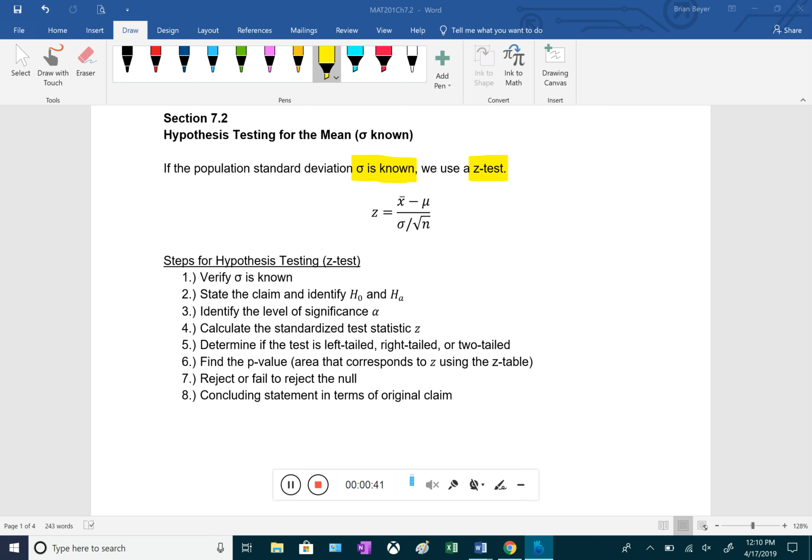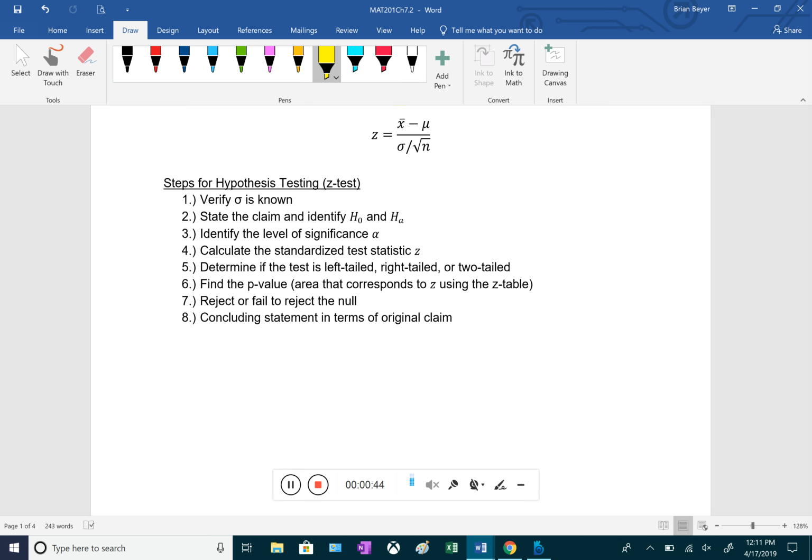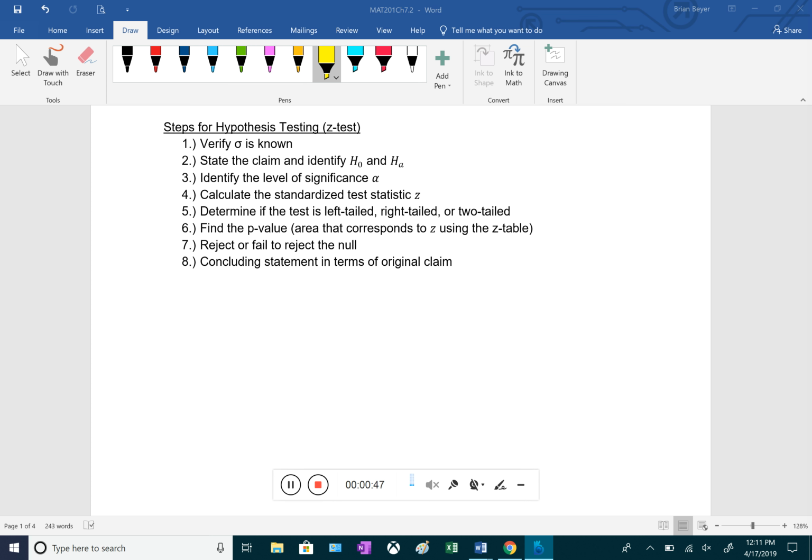So the steps here for hypothesis testing for the z-test are as follows. First, we have to verify that sigma is known. Once we know that we have sigma, that's how we know we're doing a z-test. Next, we have to state the claim and identify the null hypothesis and the alternative hypothesis. One of them is going to be given to us in the problem. We have to determine if it's the null or the alternative, and then figure out the other one. Then we identify the level of significance, alpha, which will be given to us. And then we calculate that z-score, which we now call the standardized test statistic.